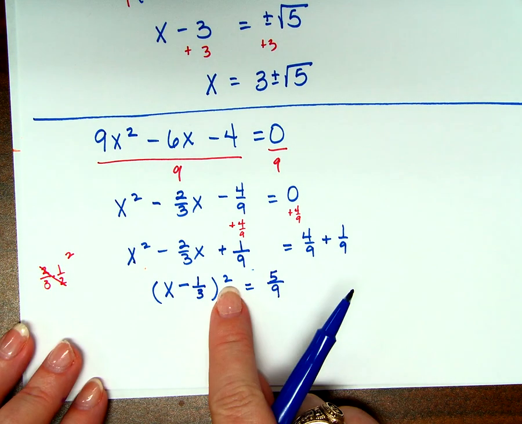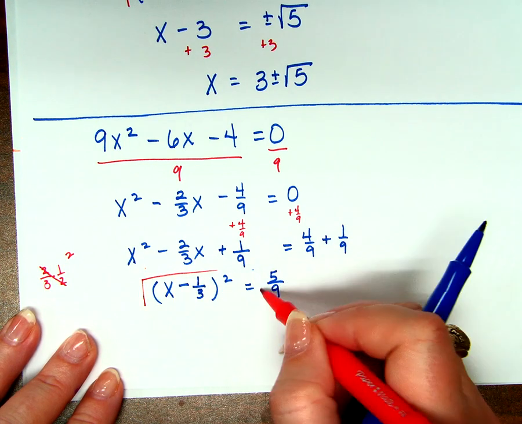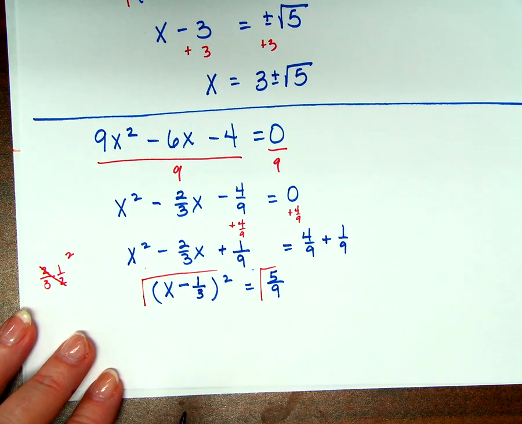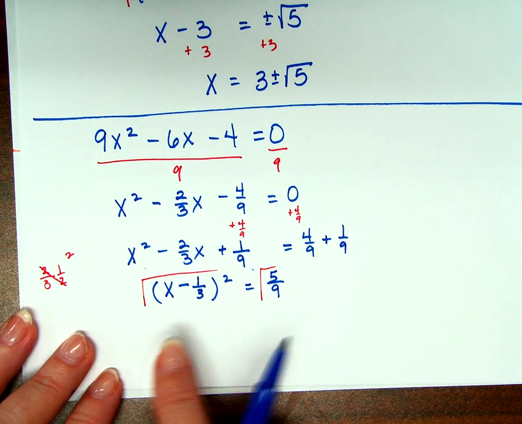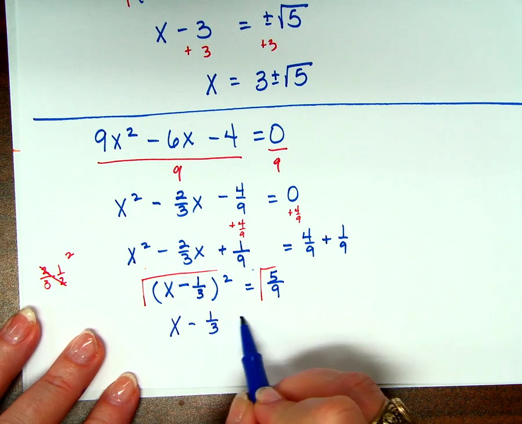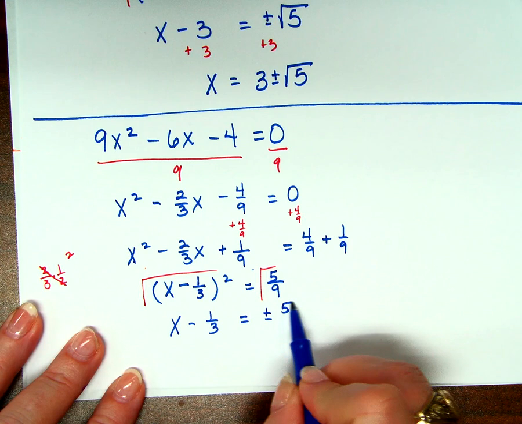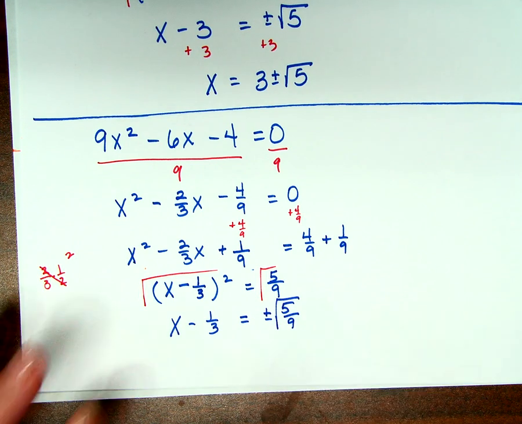How do I undo a squared? Square root. Left-hand side? Perfect. X minus 1/3. Right-hand side? Plus or minus the square root of 5/9.